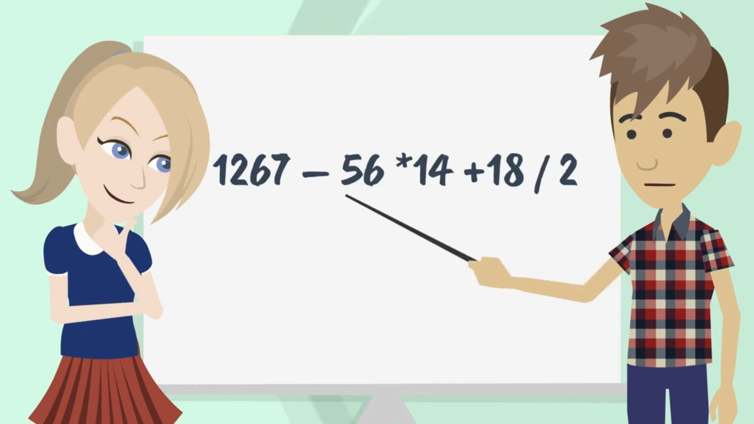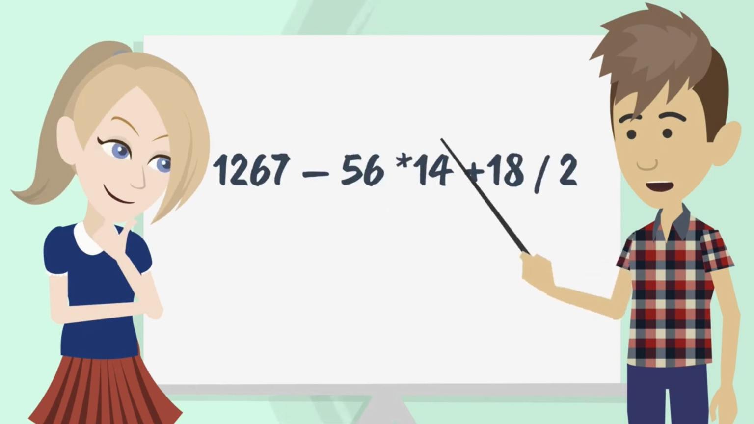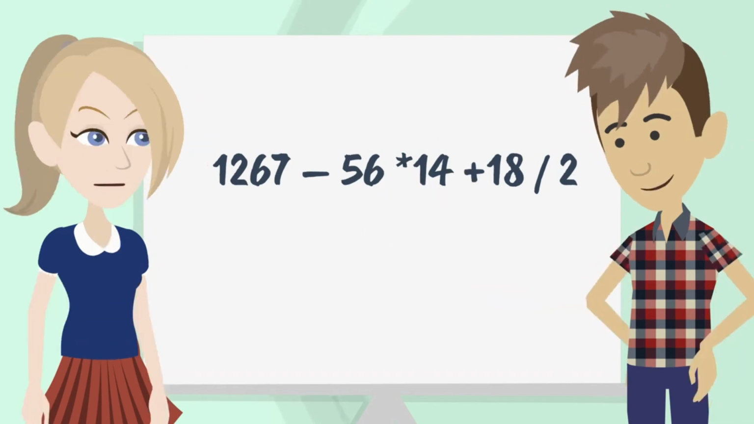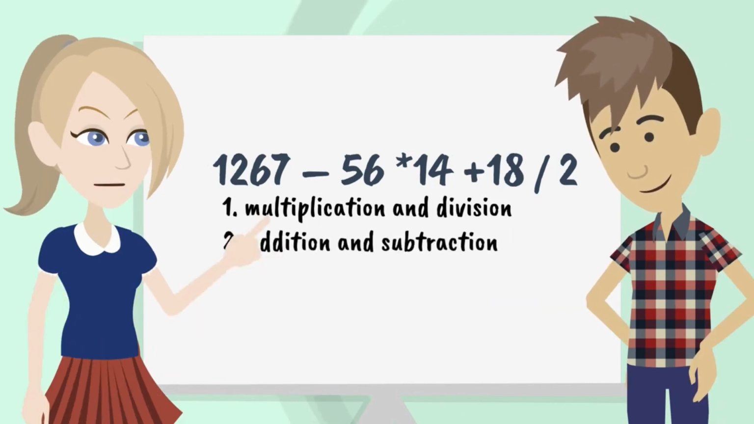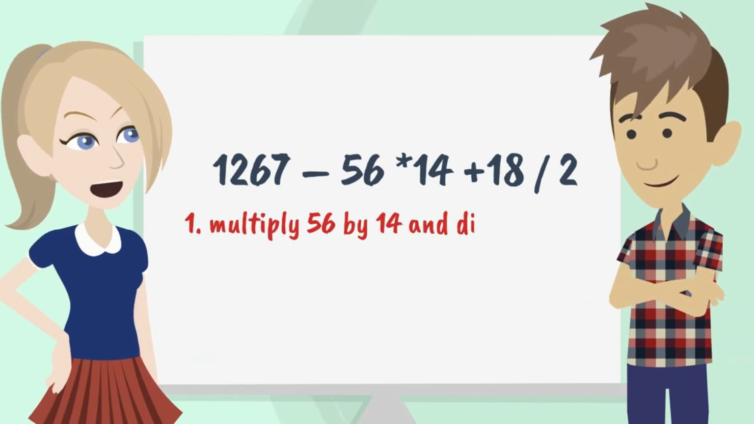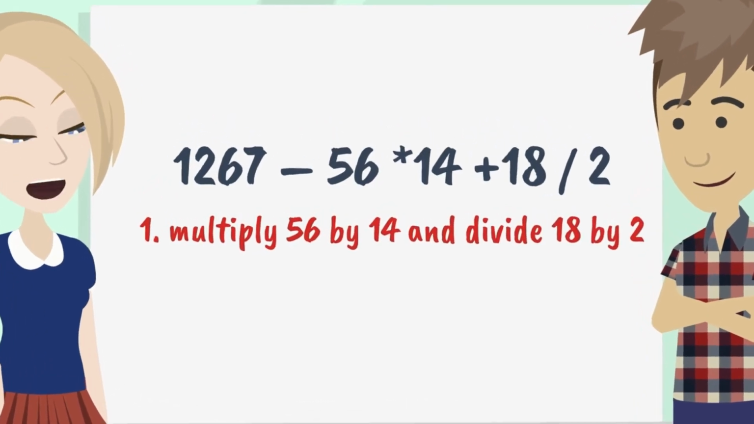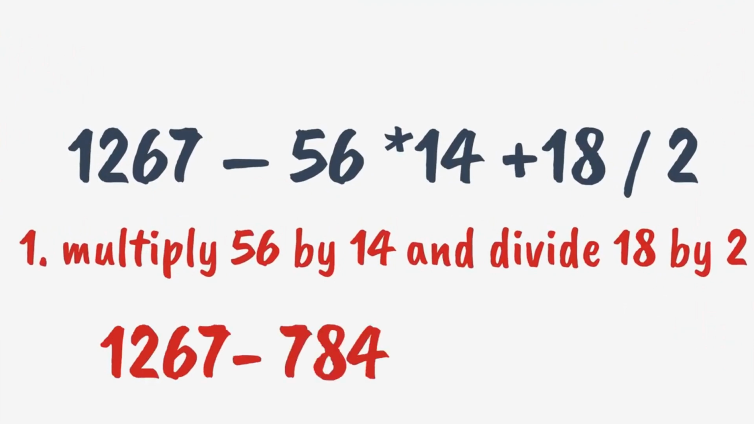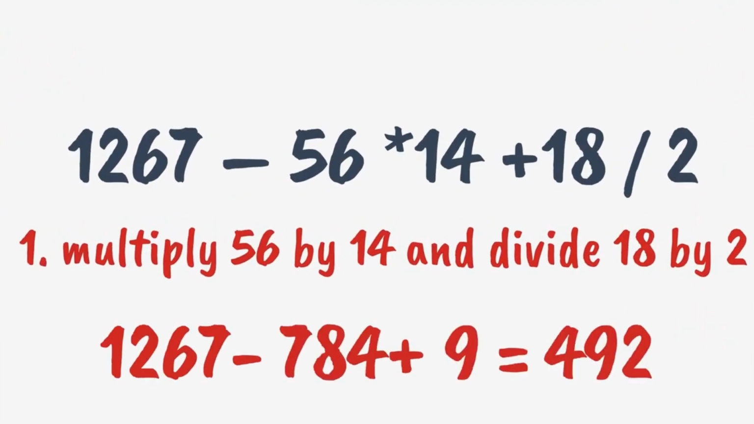1,267 minus 56 times 14 plus 18 divided by 2. Well, the precedence of multiplication and division is before addition and subtraction, so it will multiply 56 by 14 and divide 18 by 2 first. So it will solve it using the following steps. 1,267 minus 784 plus 9 equals 492.